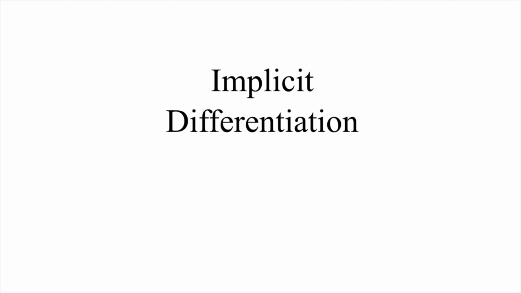An implicitly defined function of x is one in which y cannot be explicitly solved for x. To find the slope of a function like this, we use implicit differentiation. Let's look at a description of this.